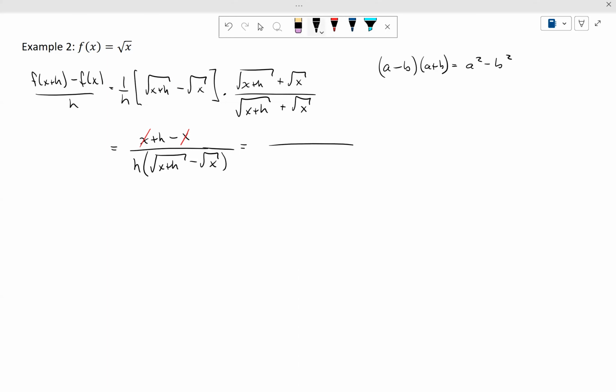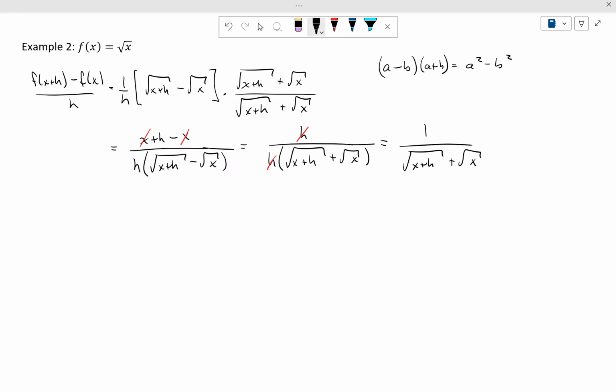So the top really just has an h, all over, copy paste that bottom, h times the root of x plus h plus the root of x. And now these h's can reduce, and we're actually just left with 1 over the root of x plus h plus the root of x.